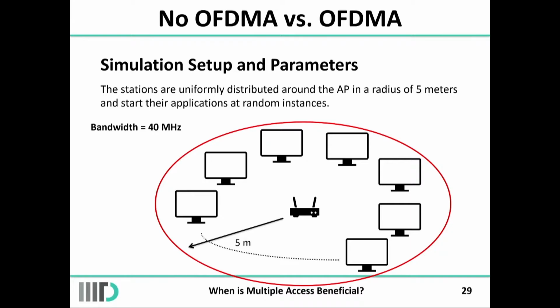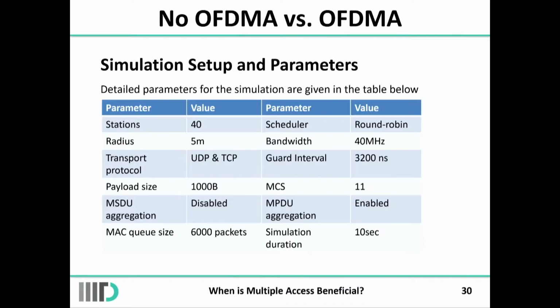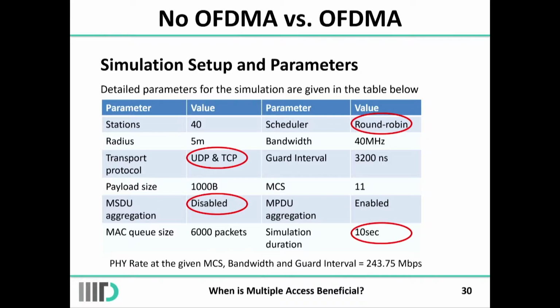Our bandwidth was 40 megahertz and MCS was 11, as I said. We used both transport protocols, UDP and TCP. The payload was this, and these are the simulation parameters that we have used. Please focus on the transport protocol and the scheduler. We ran the simulation for 10 seconds to get stabilized results. MPDU aggregation is enabled, MSDU aggregation was disabled. We did not touch the aggregation, so we let it happen as it wanted to.